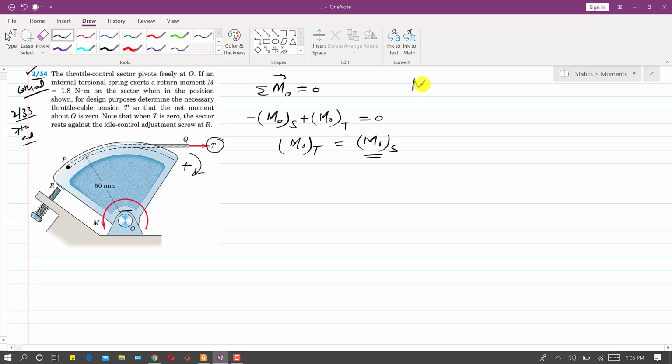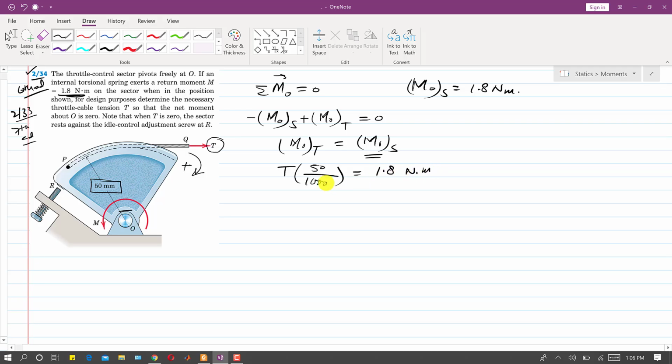The moment about O due to the spring is 1.8 Newton meter, right? This is given here. And what will be the moment about O by T? It will be T into the perpendicular distance. Since this cable is tangent to this sector, this will be the radius value. So the perpendicular distance is equal to the radius of this sector. I will write 50 mm divided by 1000, to get it in meters, and this will be equal to 1.8 Newton meter, right?